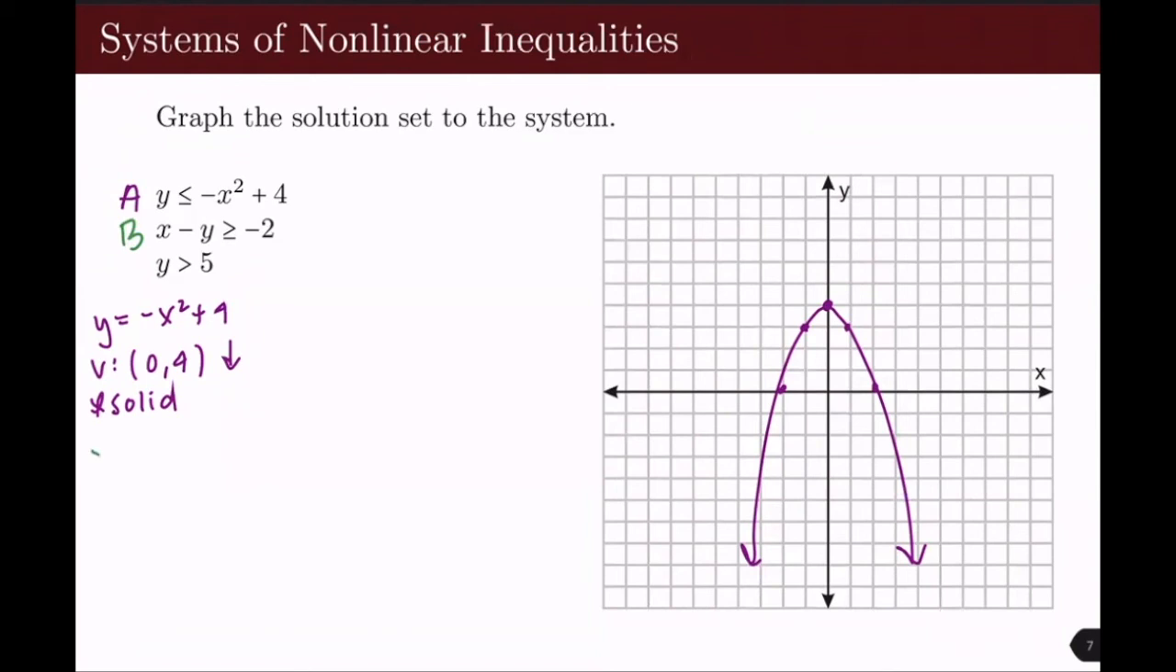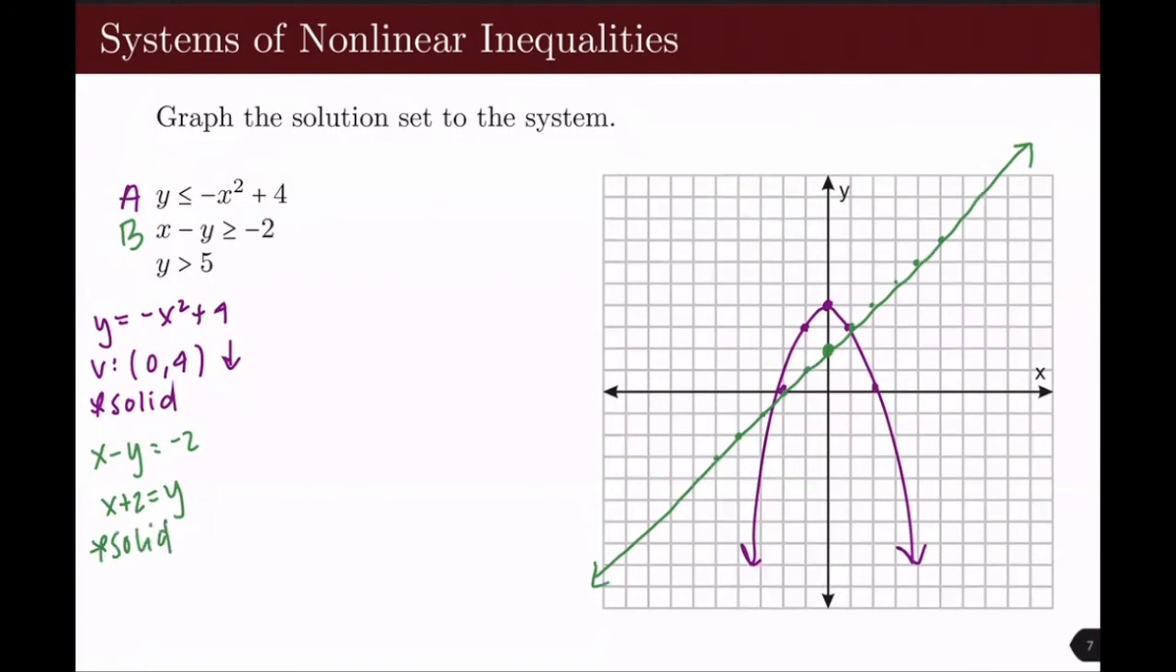Okay, inequality B. We're going to have x − y ≥ −2, which means that x + 2 = y. So my slope is 1. My intercept is positive 2, which is here. And this is nice because it's just up 1 over 1 to graph this line. So we'll have this line here. Oh, sorry, it was solid because it's also greater than or equal to.